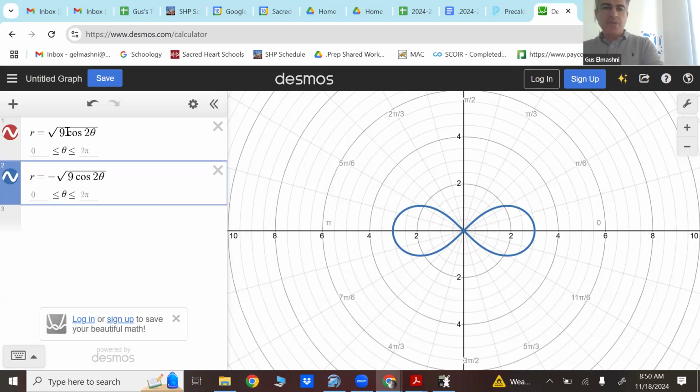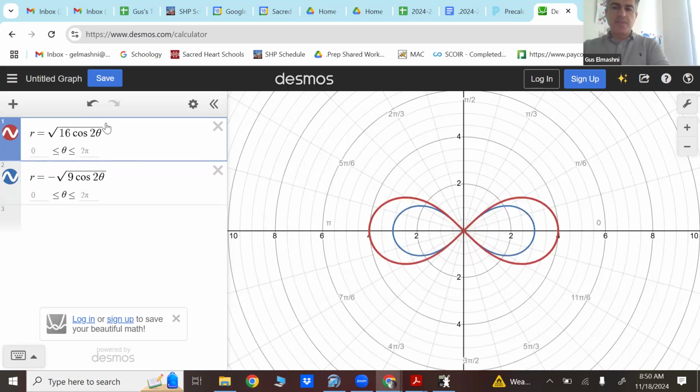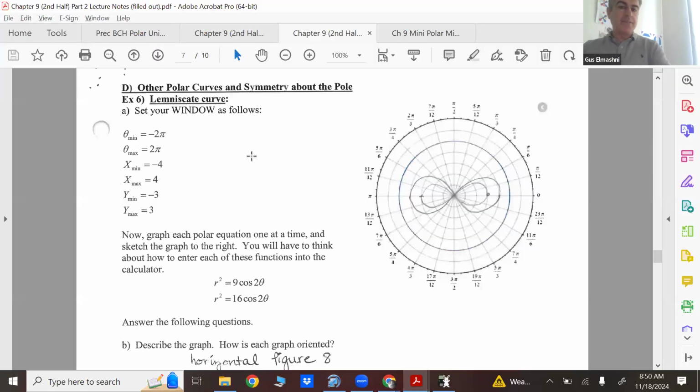What if I switch that to a 16? See, it gets a little bigger, gets out to 4. So hopefully that makes sense. If you did a graphing calculator, you probably want that window as they indicate there. So describe it. Of course, it's horizontal. So what's the symmetry here? Theta equals 0. So we'll have to use that test.